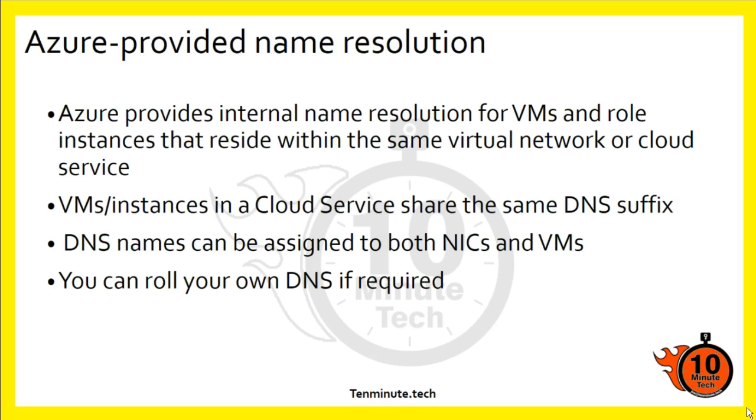And lastly, we have Azure Provided Name Resolution, or DNS. Azure provides internal name resolution for VMs and role instances that reside in the same virtual network or cloud service. VMs or instances in a cloud service share the same DNS suffix. DNS names can be assigned to both NICs and VMs. You can also roll your own DNS if required, and there are several use cases where you would have to have your own DNS server, especially when you're connecting to an on-premise network.